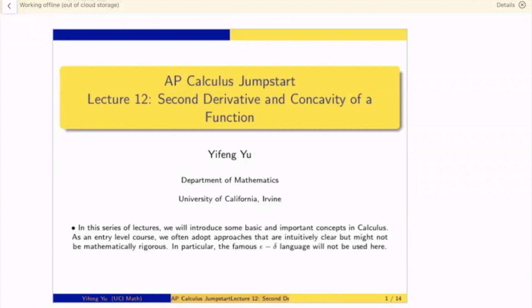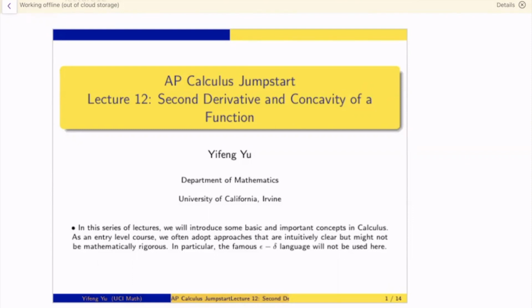In this series of lectures, we introduce some basic and important concepts in calculus. As an entry-level course, we often adopt approaches that are intuitively clear, but might not be mathematically rigorous. In particular, we will not use the epsilon delta language.